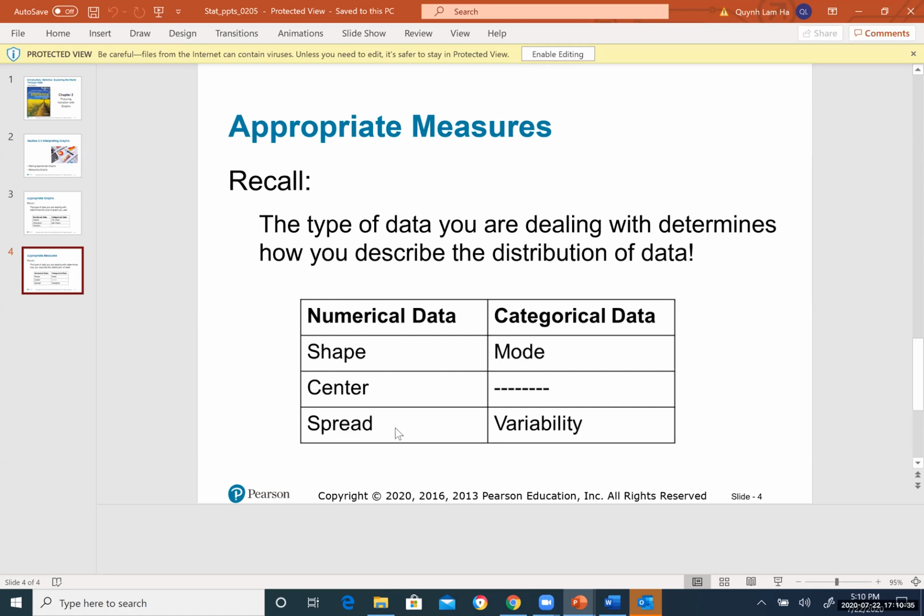For numerical data, there's something specific: you need to compute S, which we call the standard deviation. Let me annotate on this. For this S, you can compute by hand using the formula in the next section in chapter 3, or you can run it in StatCrunch, which gives it to you right away, or use a TI-84.